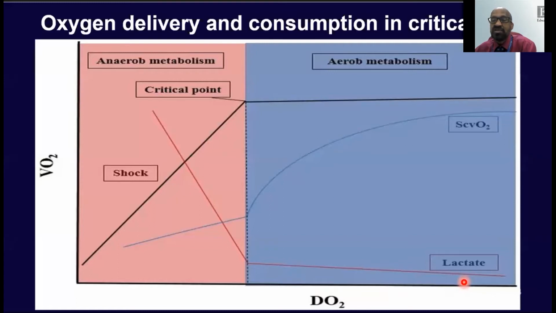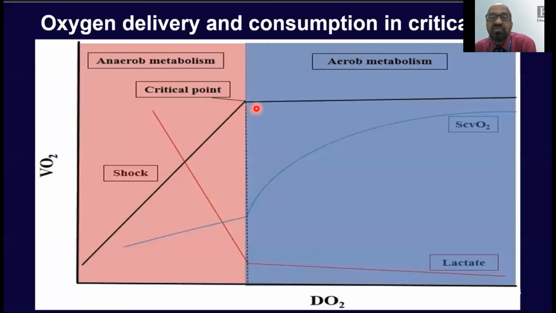Now coming to the pathological states, in this pictorial representation, we have the oxygen delivery on the horizontal axis and the oxygen consumption on the vertical axis. And as long as the delivery is maintained, there is aerobic metabolism. But when the oxygen delivery falls below a critical point, 4 things happen. That is, anaerobic metabolism starts, the lactates begin to rise, there is a decrease in the mixed venous oxygen saturation, and the patient promptly enters the phase of shock.